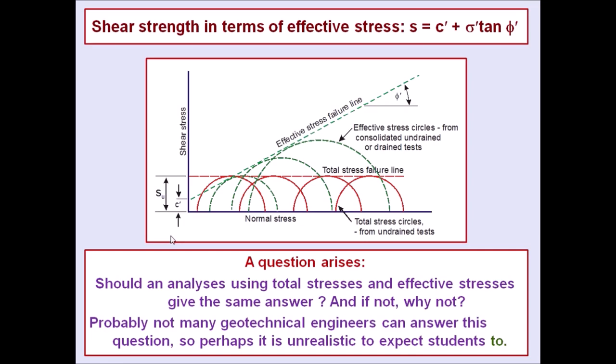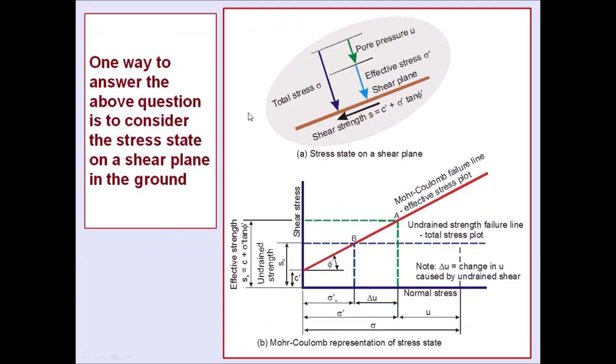Probably not many geotechnical engineers can answer this question, so perhaps it is unrealistic to expect students to be able to. One way of answering the question is to consider a possible shear plane somewhere in the ground, and we've got these stresses acting on it, total stress. We measure the pore pressure, we can estimate the total stress, so we know what the effective stress is. We measure our C and phi, and so our computer program or our manual analysis, we will know the value of the effective stress, and applying it to that equation, we can read off here the strength in terms of the effective stresses.